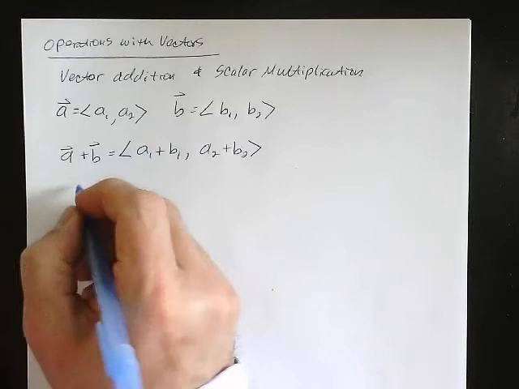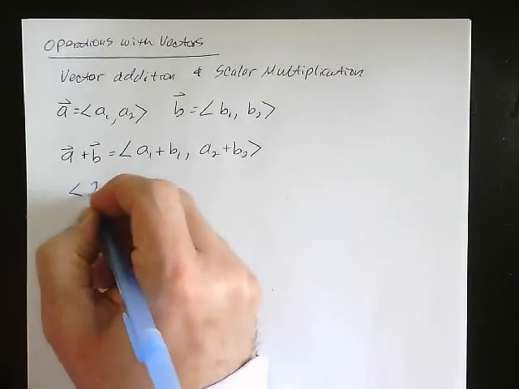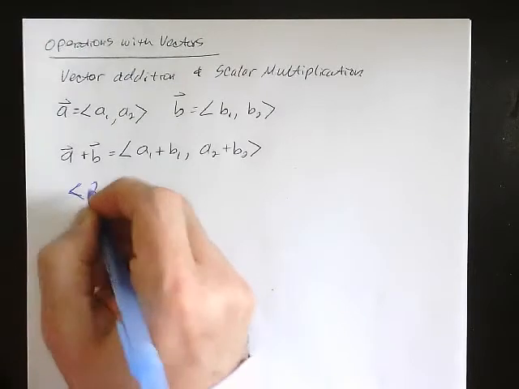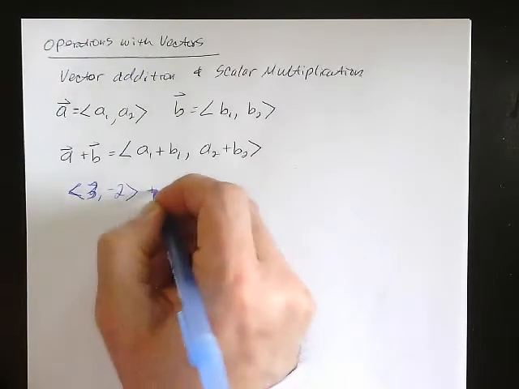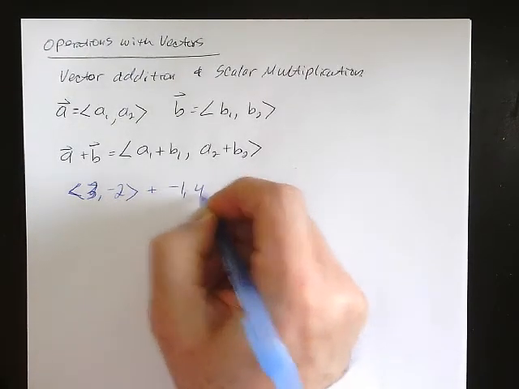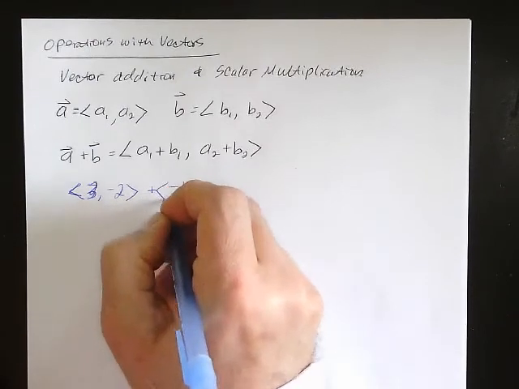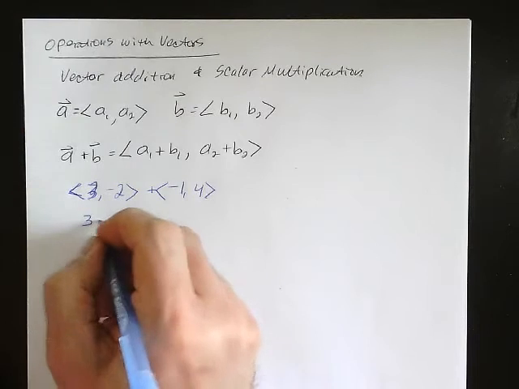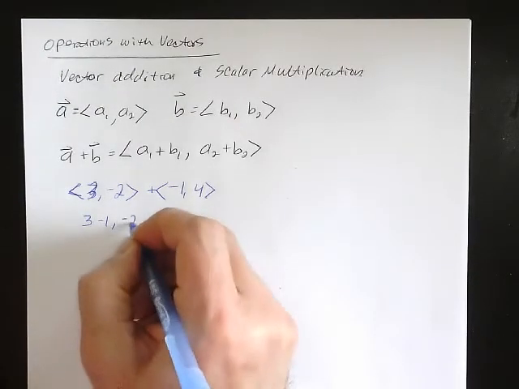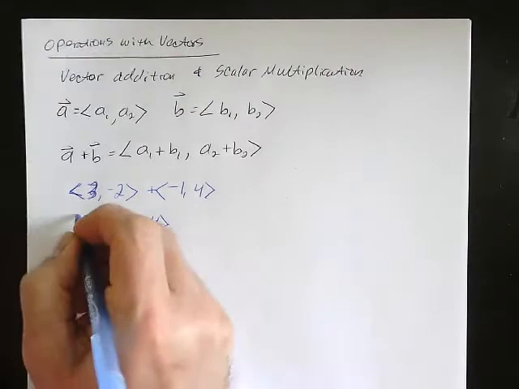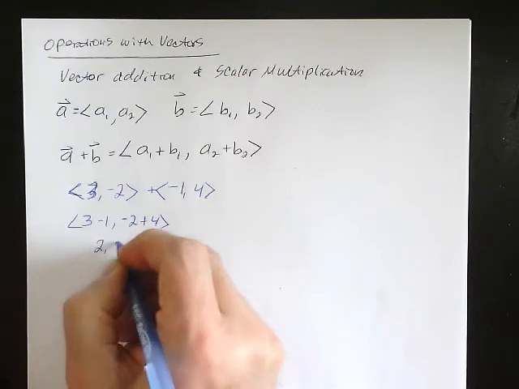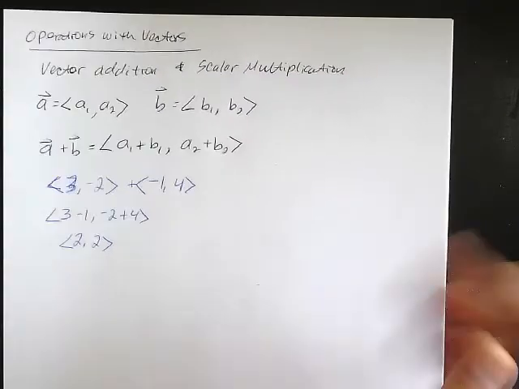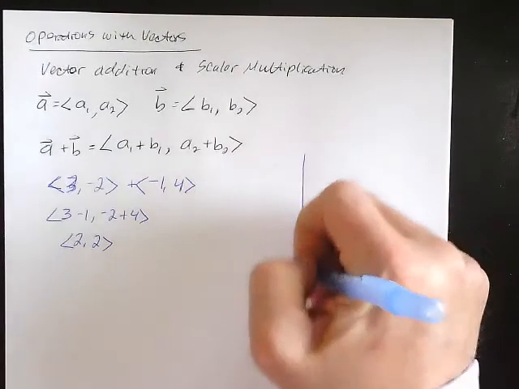So, to show you what this looks like, we're going to do 3, negative 2 plus negative 1, 4. So 3 plus negative 1, so it would be 3 minus 1, and negative 2 plus 4. When you add these together, it gives us the final result of 2, 2.